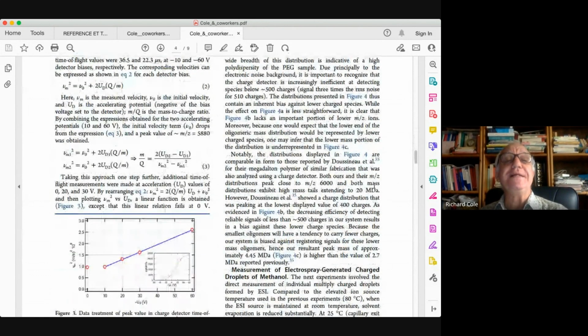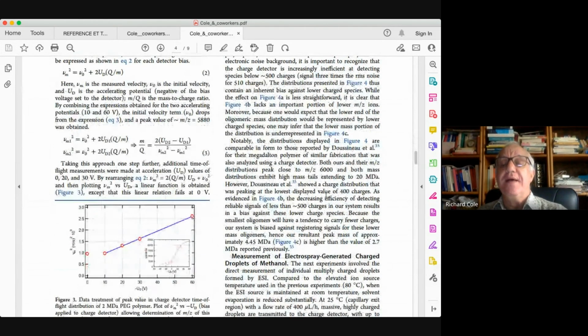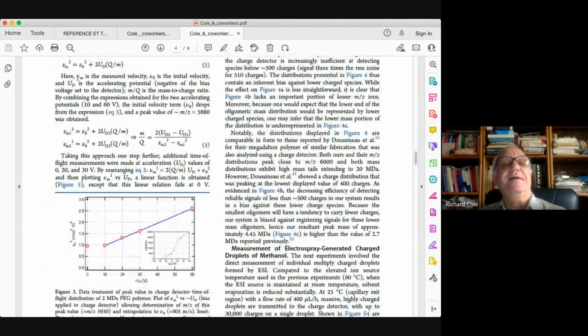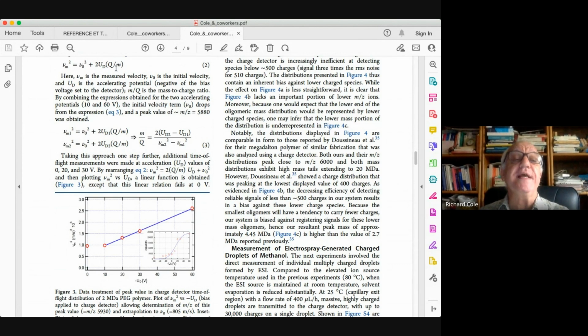All right, so I'll have to do a little bit of mathematics here, though, to explain how it is that we obtain our mass to charge values. For our charge detector, here I have Q as charge. Our mass to charge value is of course the inverse of Q over M as shown here. But how do we get at it?